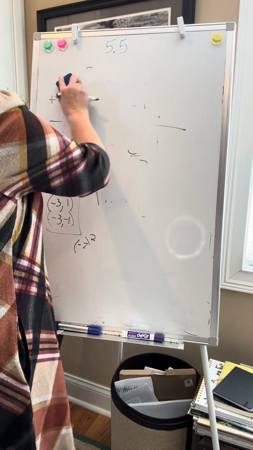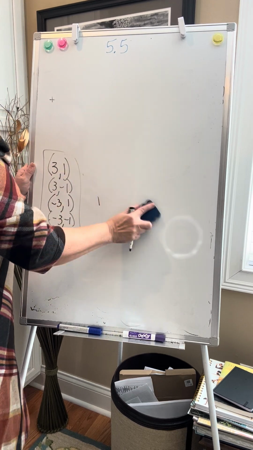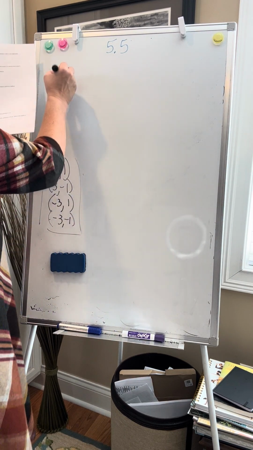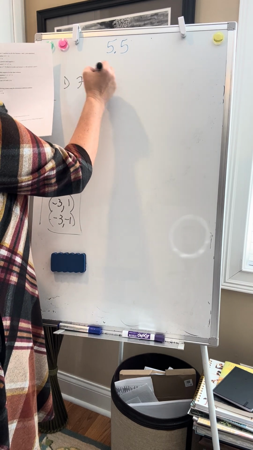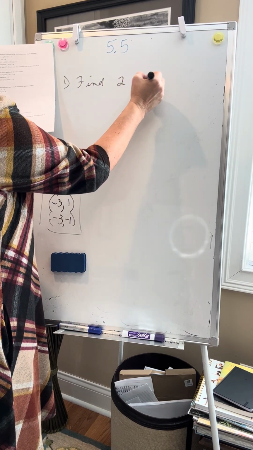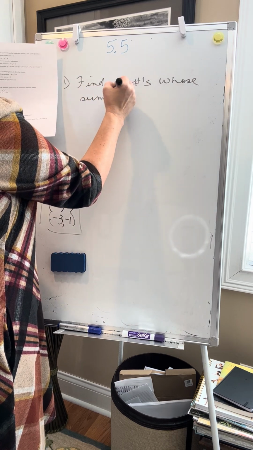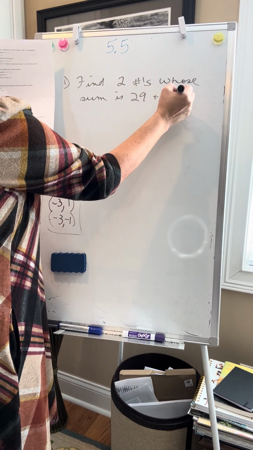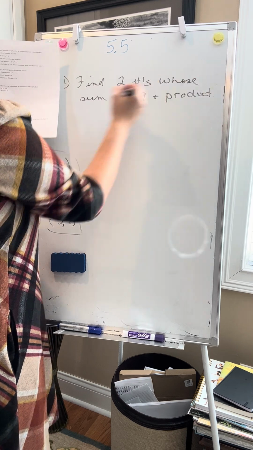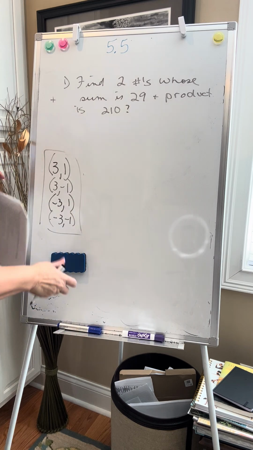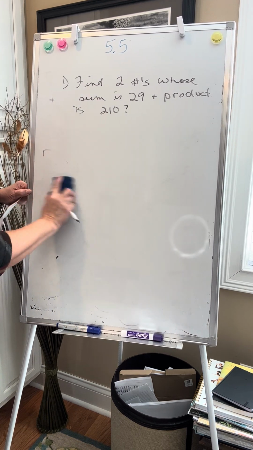Okay, next I'd like to do an example of an application or a reading problem. Here it says, find two numbers whose sum is 29 and product is 210. All right, again, pause the video and think about that, please, and set up your equations.